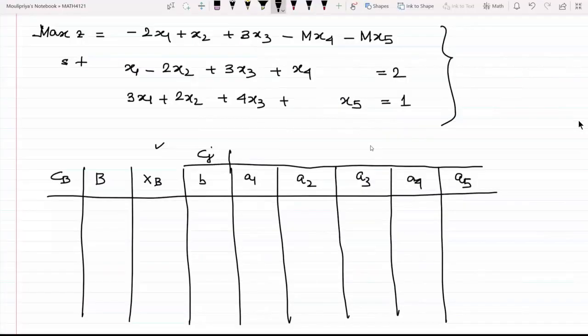Which variables are the initial basic variables in our case? A4 and A5. Initial basic vectors. Initial basic vectors, capital B we write below. Do we write A4 and A5? Okay, CB, the cost parameters.